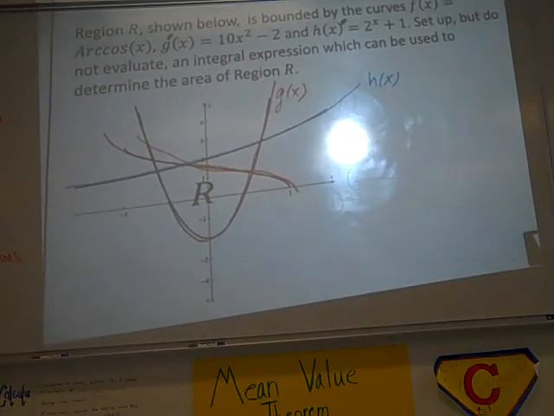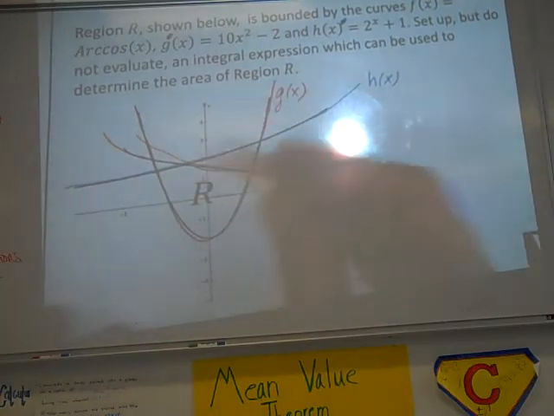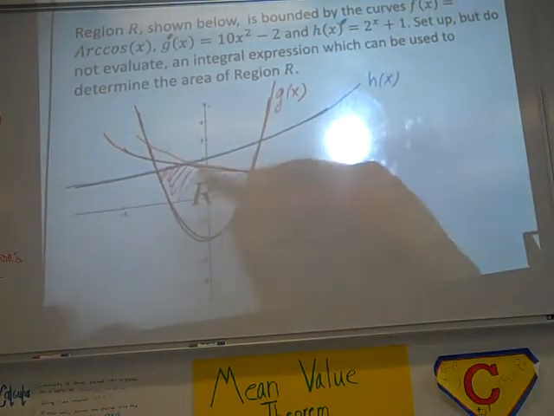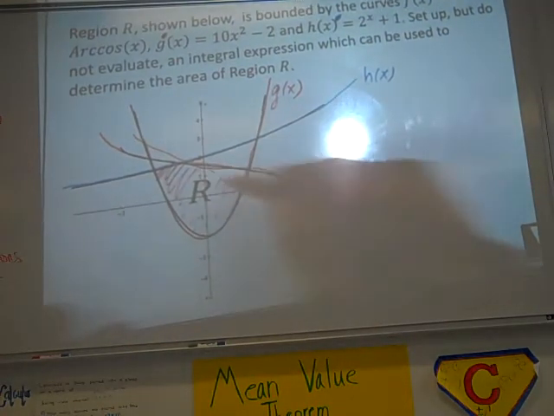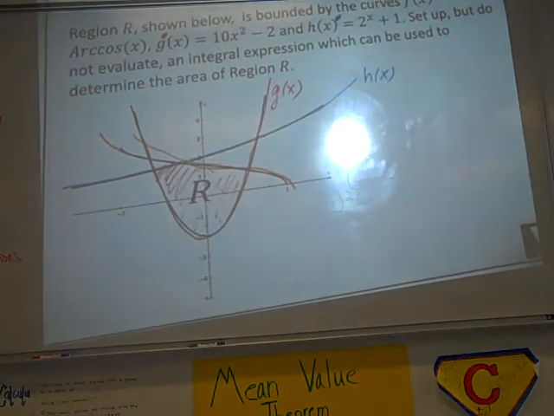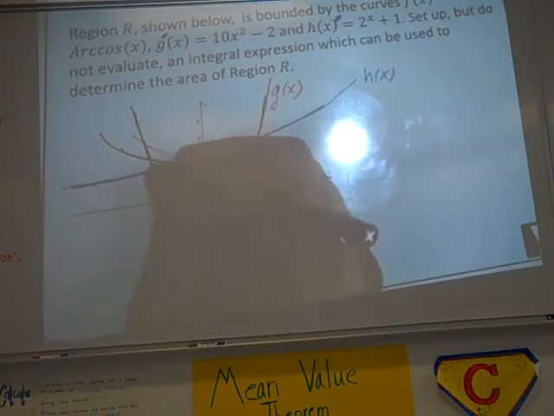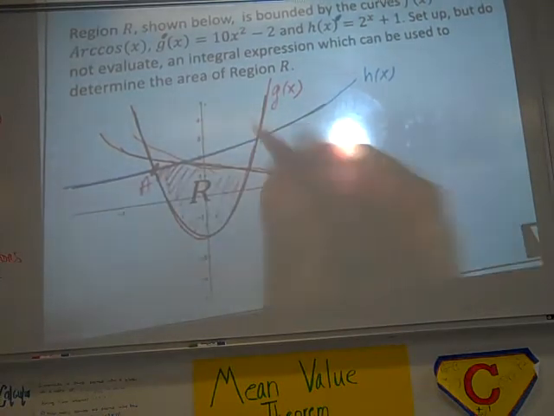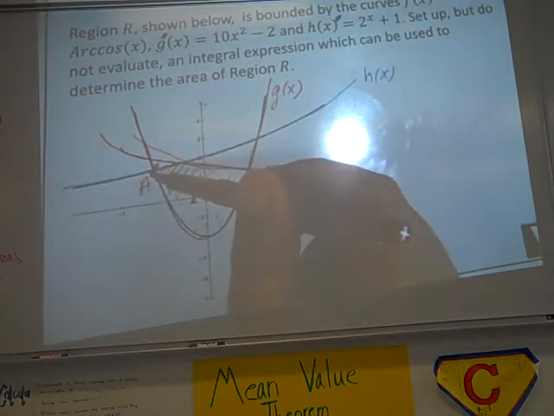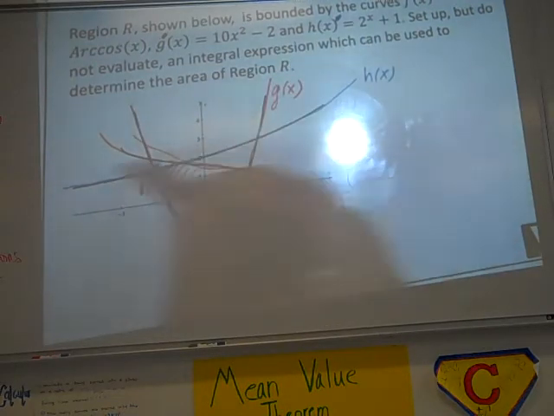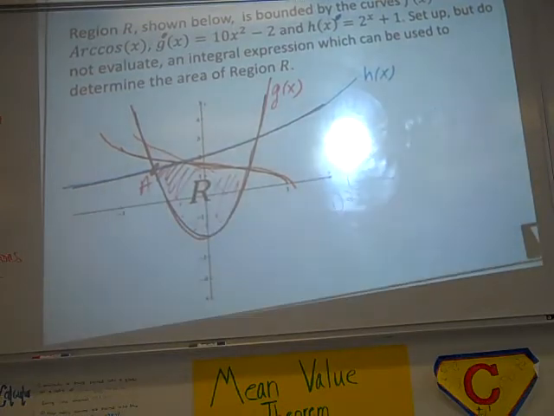Well, if I want to find the total area bounded by all three, region R is this shape over here. That's what's being shaded in. Let's start over here on the far left. I need to know where to start my integration. I'm going to call this point A. A is the intersection of the parabola and the exponential curve.